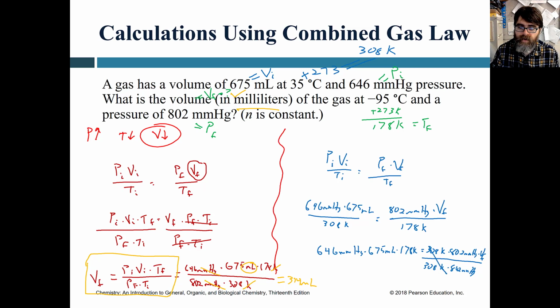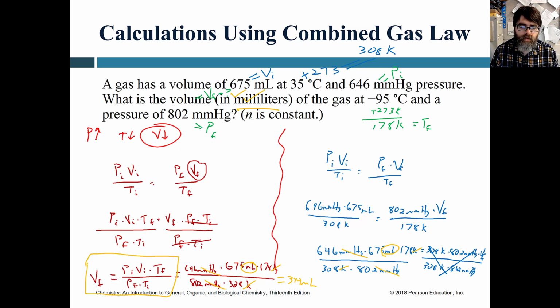Those are going to cancel out on this side. Divide by the same thing on this side, which is 308 Kelvin times 802 millimeters of mercury. Once again, our units cancel out, kelvins cancel, millimeters cancel, and I'm left with milliliters, which is what we want. And you'll notice if you compare the two sides here, numerically we have the same thing.